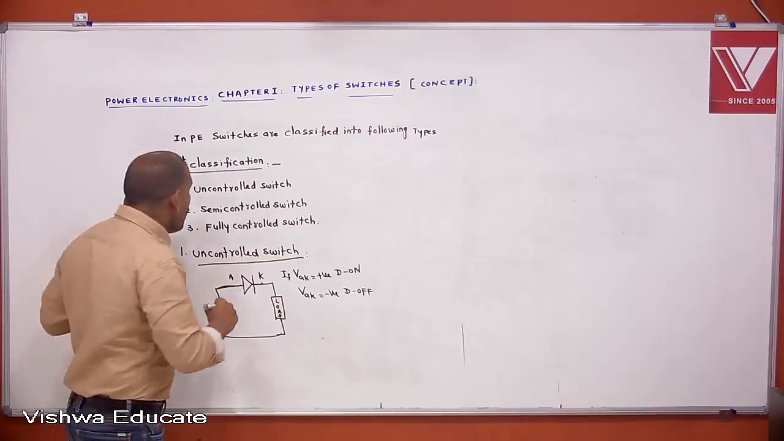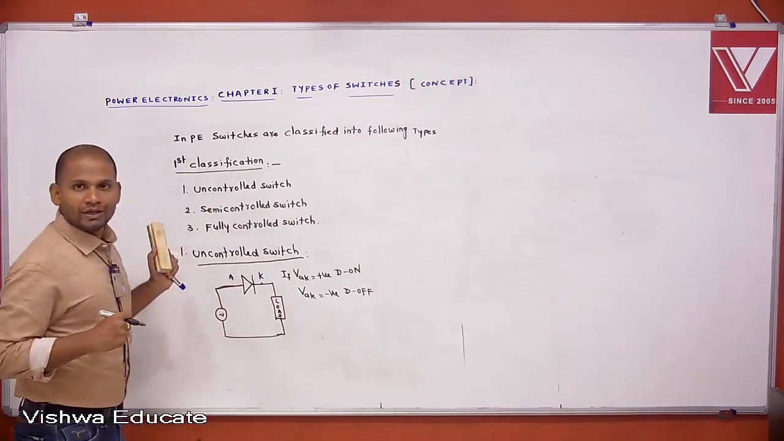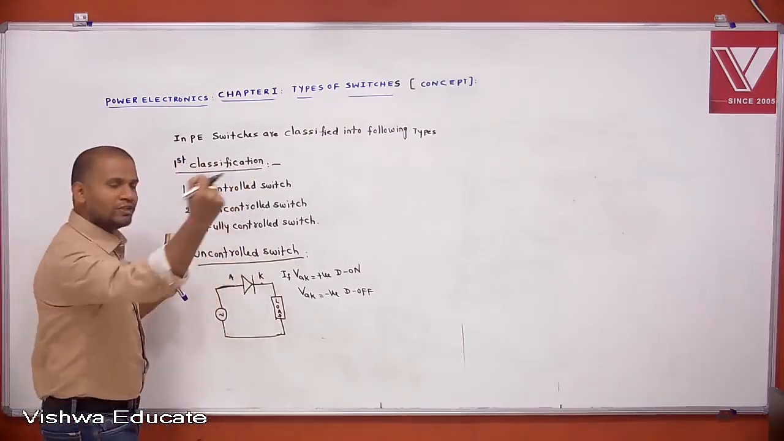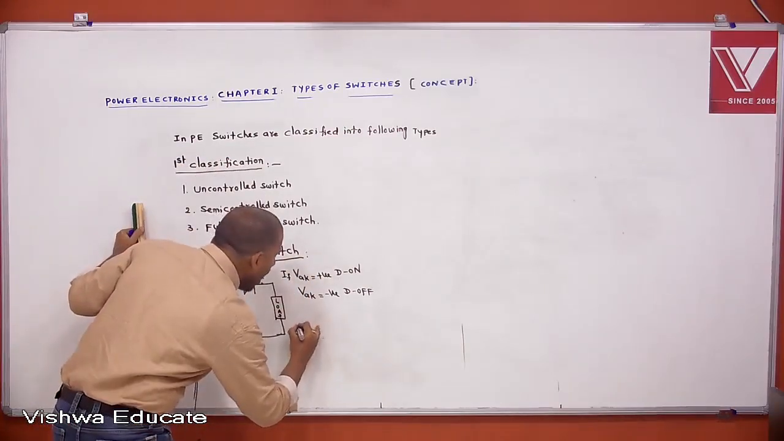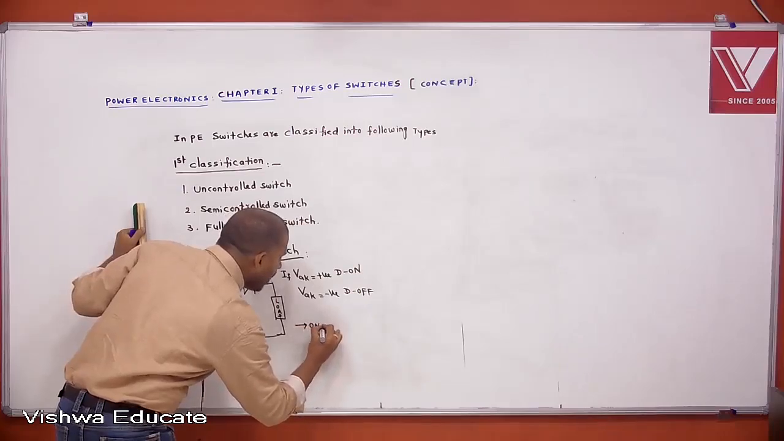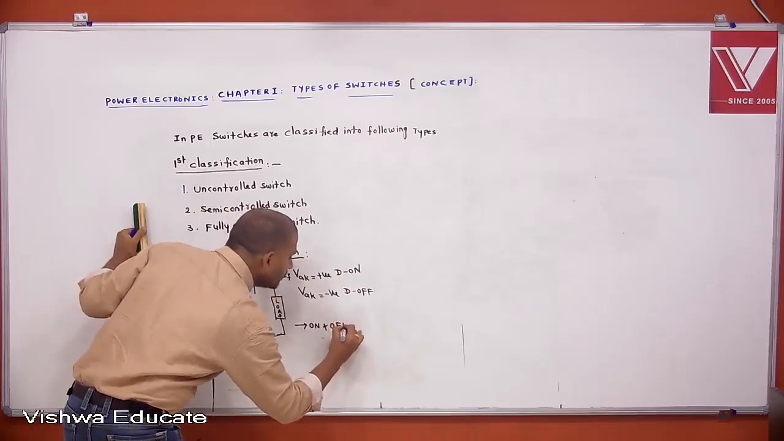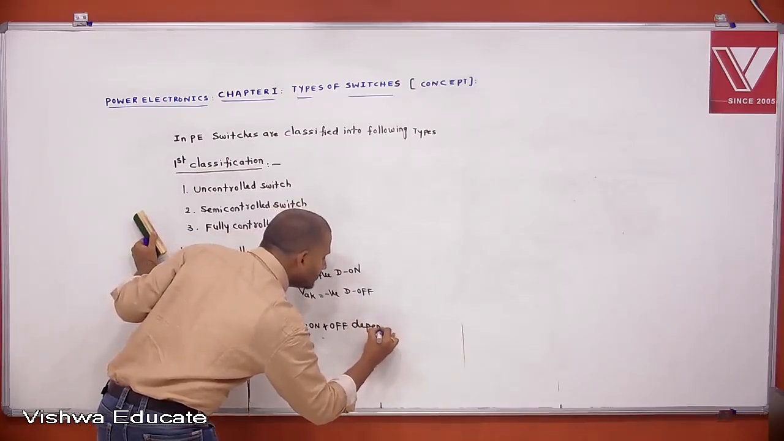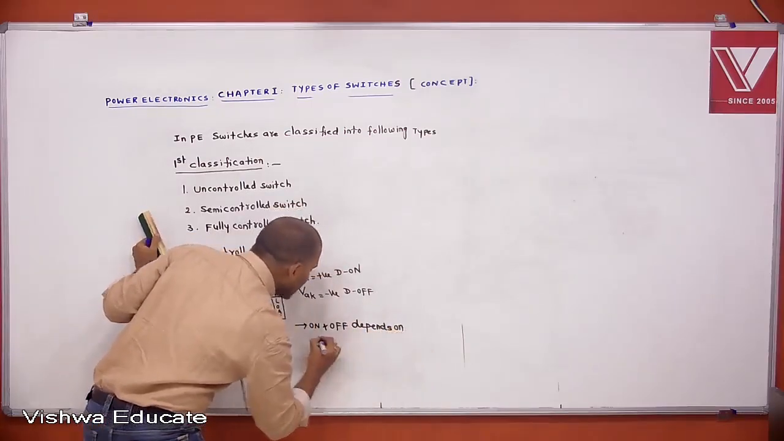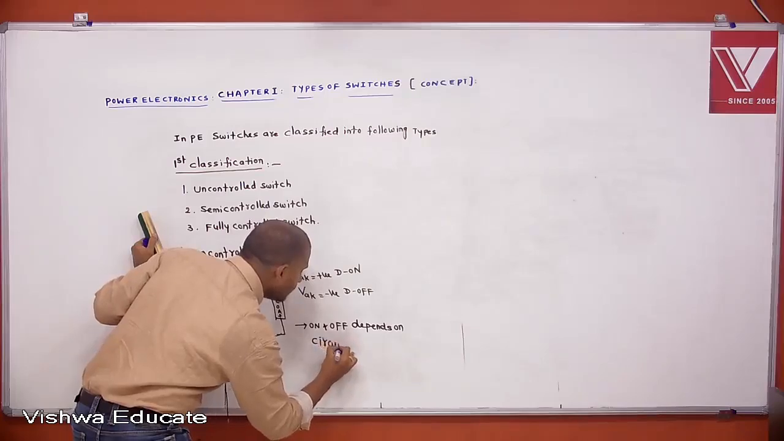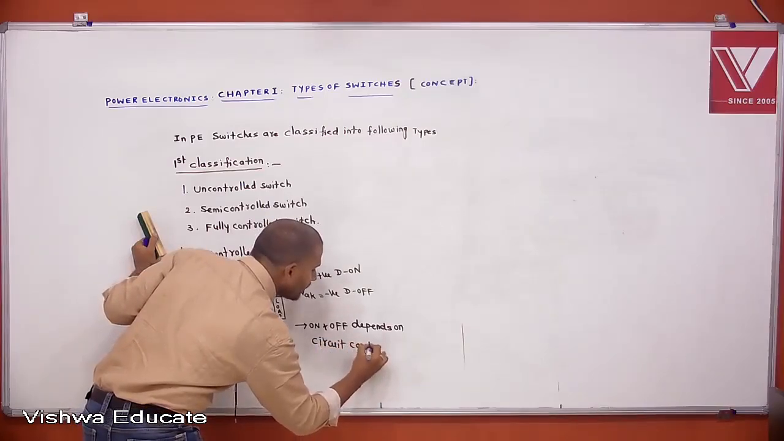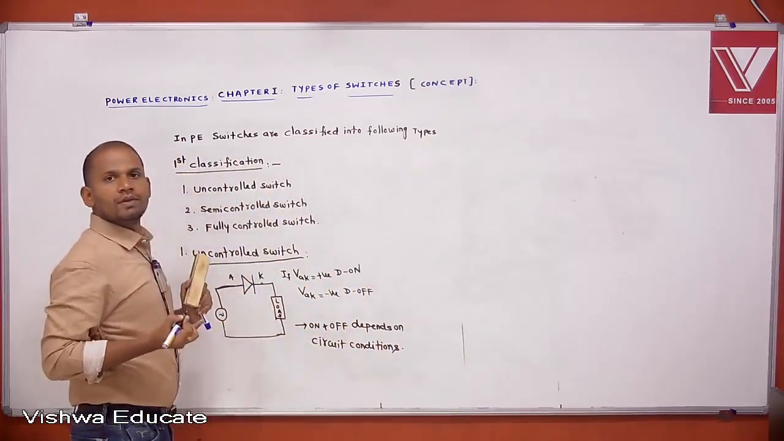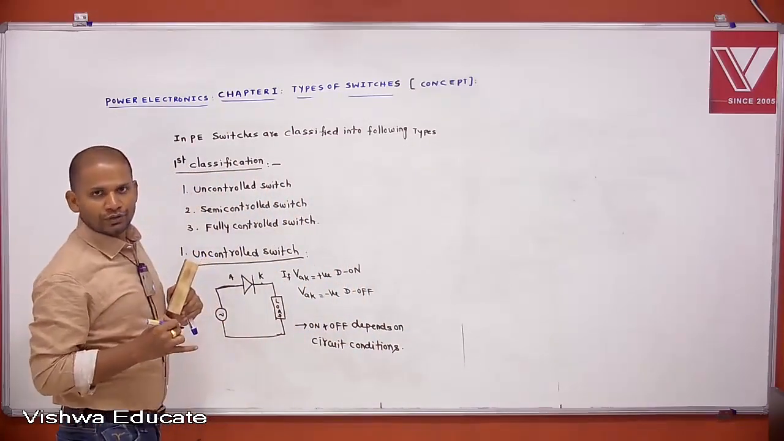What do you mean by an uncontrolled switch? No doubt, its on and off depends on circuit conditions. That's the reason why it is an uncontrolled switch.